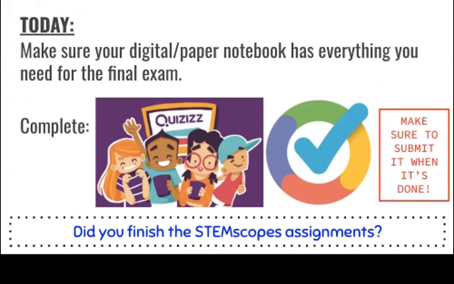Today, what you're going to do is complete the quizzes at least once. Your goal formative, the exam review worksheet, make sure that when it's done that you submit it, okay? And if you still have time, double check that your notebook is ready to go for the exam. And did you finish that STEM scopes assignment? Did you do that? Okay. So go ahead. We have about 10 minutes left in class, which is plenty of time for you to finish the quizzes at least once. Okay. All right.